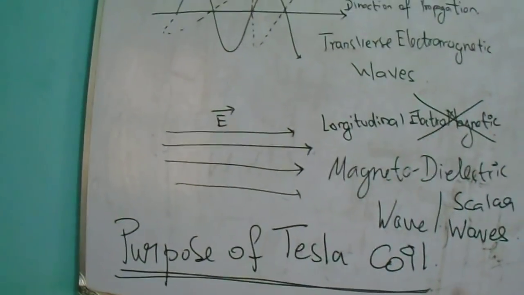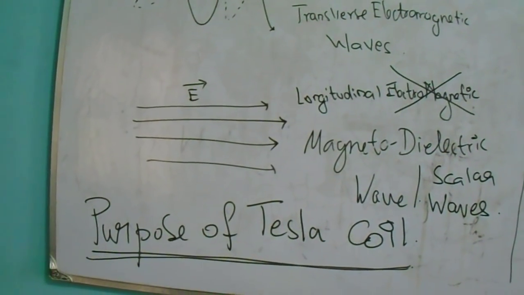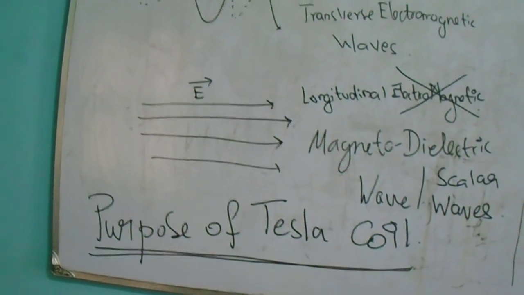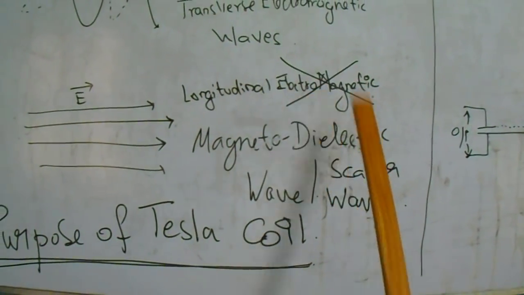What is the purpose of a Tesla coil? Few people think a Tesla coil is a fancy instrument, but only truth seekers know that a Tesla coil is a device invented by Tesla in order to create longitudinal electromagnetic waves.